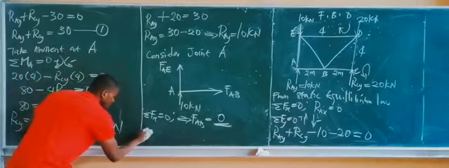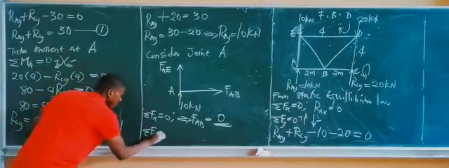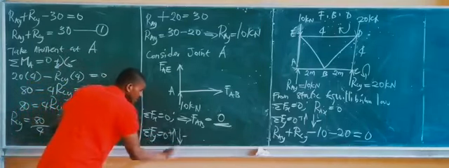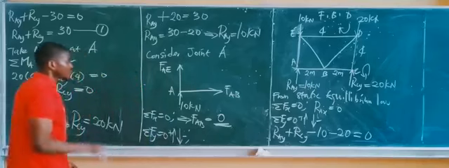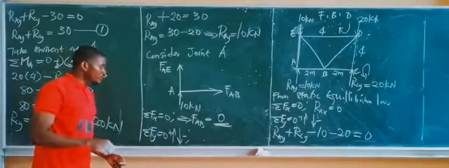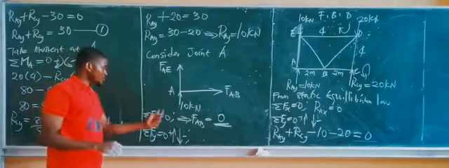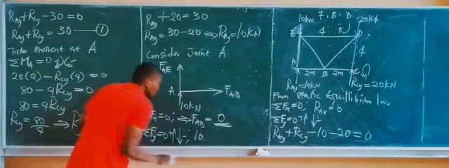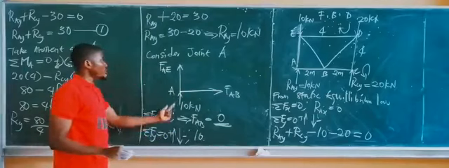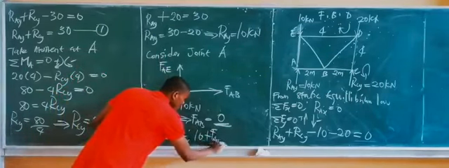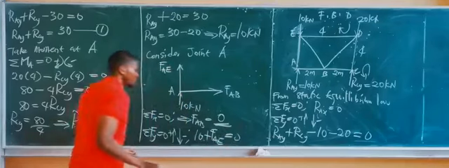Also, the sum of Fy equals 0, considering vertically upward as positive and vertically downward as negative. So we sum all the vertical upward forces and equate them to 0. We have 10 kilonewtons pointing upwards, which is positive, plus FAE pointing upwards, so it's positive, plus FAE, and this is equal to 0.